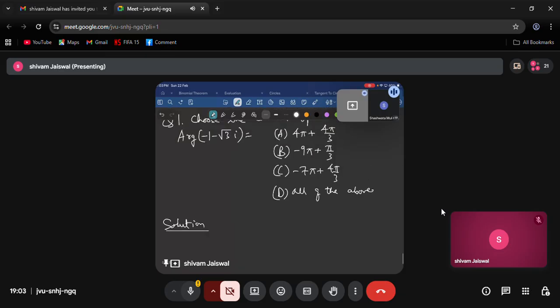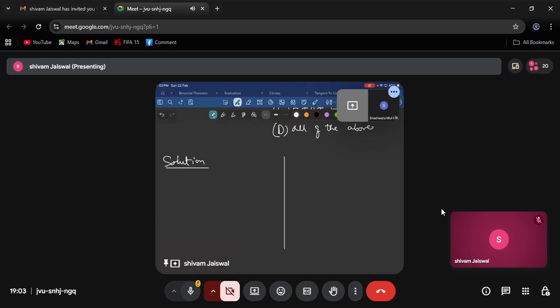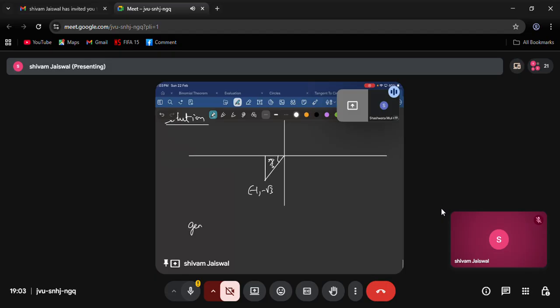First of all, I'm going to plot this complex number. Minus 1 minus root 3 iota, this will be over here. So everyone, what is this angle? Tell me. Pi by 3? So I'm going to write down the general argument of Z. Yes, Shashwat, the right answer.